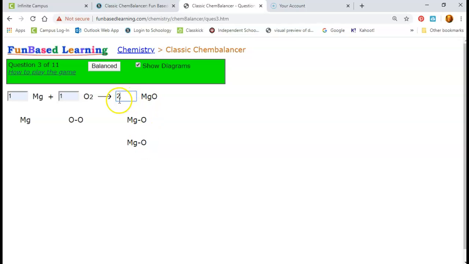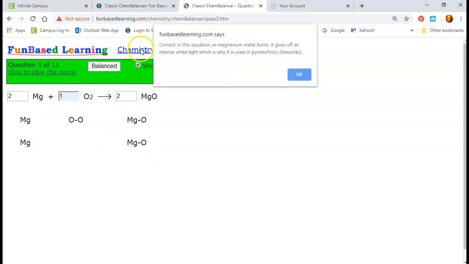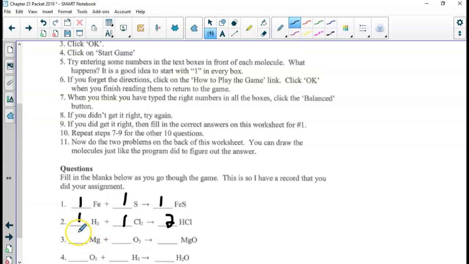But however, when I put that 2 up front here, it's called a coefficient, it means I have 2 of everything. So now I also have 2 magnesiums right there. So if I go back over here, if there's only 1 there, I need to change that to a 2 as well. So let's double check. 2 magnesiums, 2 magnesiums, 2 oxygen, 2 oxygen. I think I'm balanced. Check it out. Yes. So my numbers are 2, 1, 2. I go back to my worksheet. 2, 1, 2.